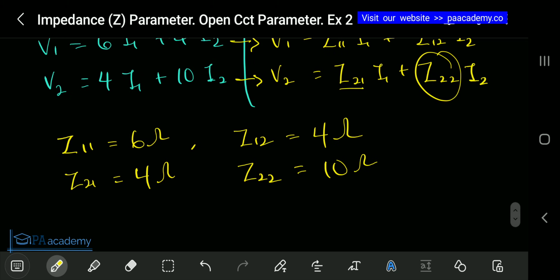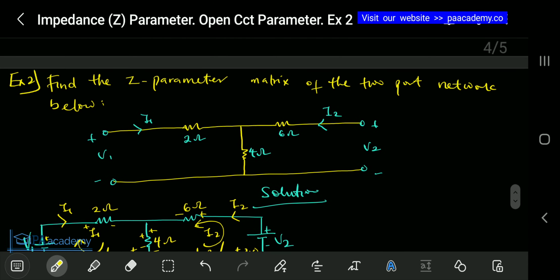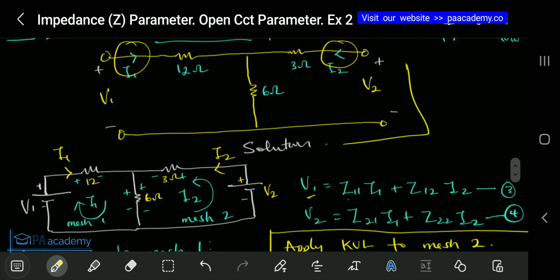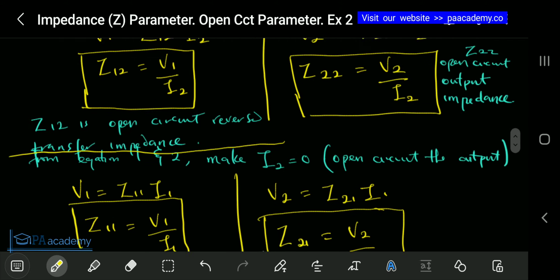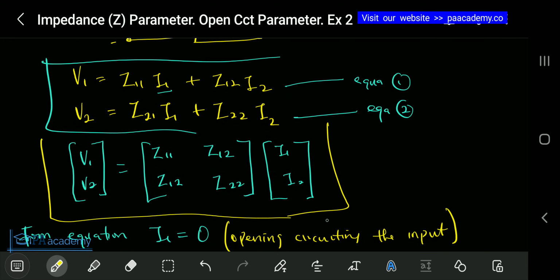Assuming the question asks us to find the Z parameters, we can just stop here, just like the previous example. But now it says that we should find the Z parameter matrix. So that means our answer will be in matrix form. And if we go back to the beginning of Z parameter, I gave you the matrix form. You can see it here. So this is how our answer will be.